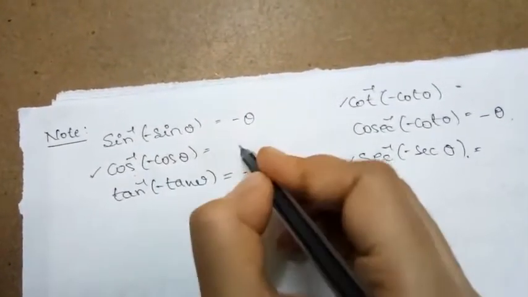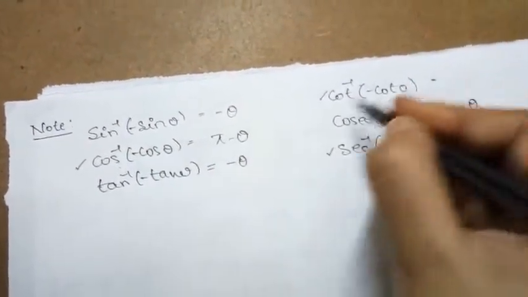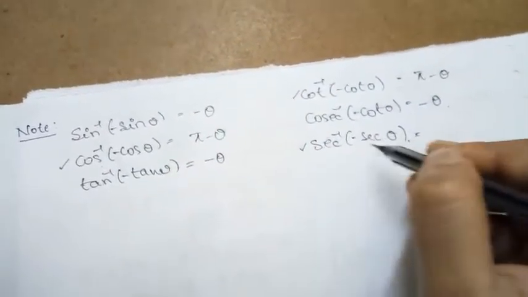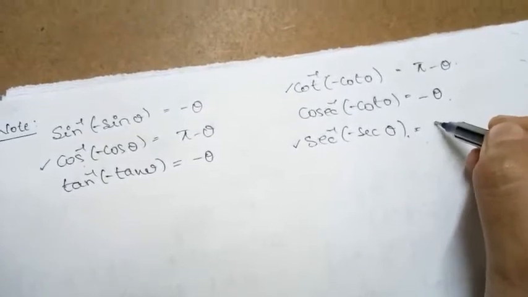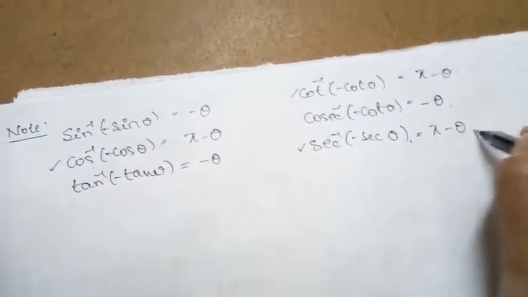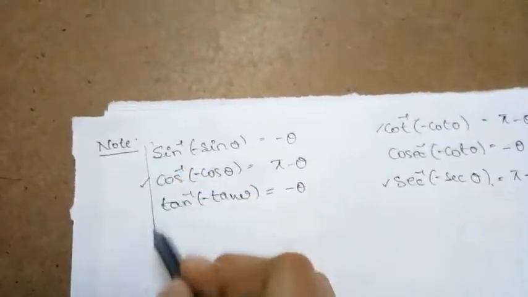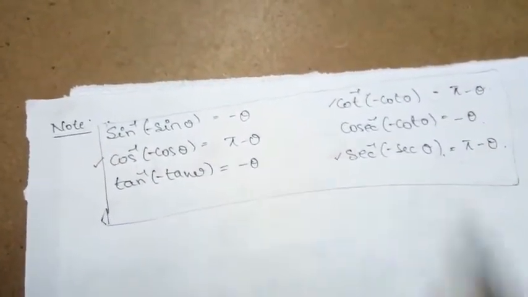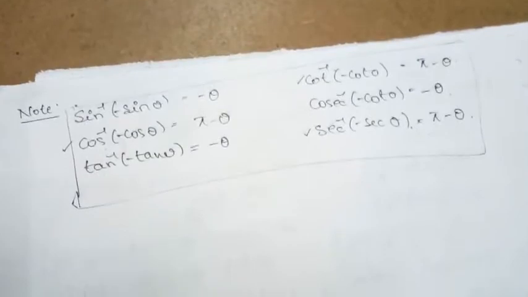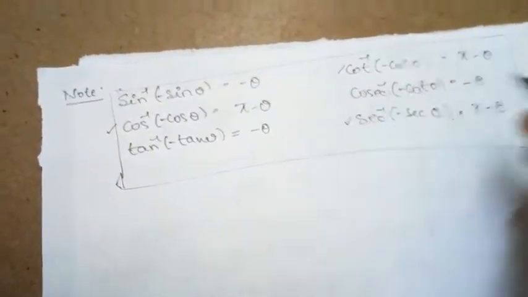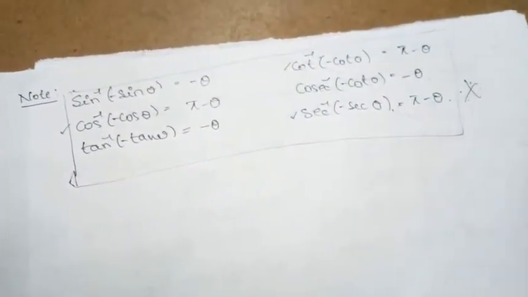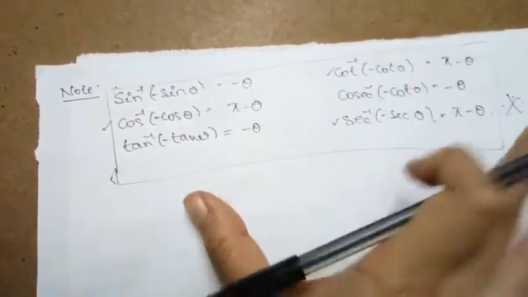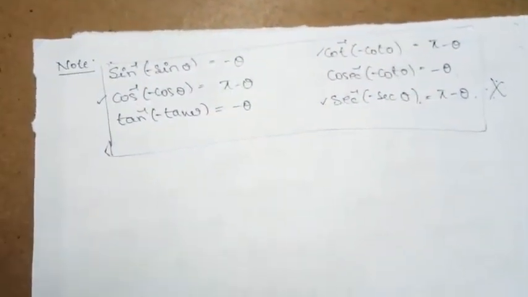Cos inverse of minus cos theta is always pi minus theta, cot inverse of minus cot theta is pi minus theta, secant inverse of minus secant theta is always equal to pi minus theta. So remember this one so that it will be very easy to solve these inverse trigonometric problems. This is one of the notes which I used to give you for remembering and solving the problems based upon the inverse trigonometric functions.